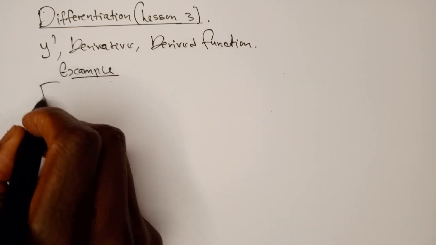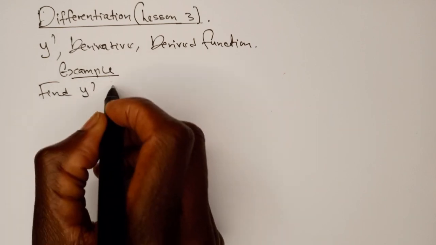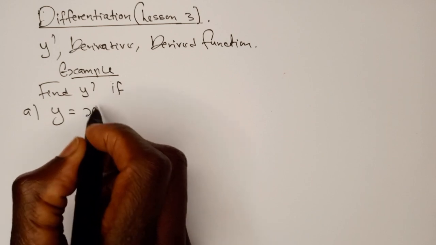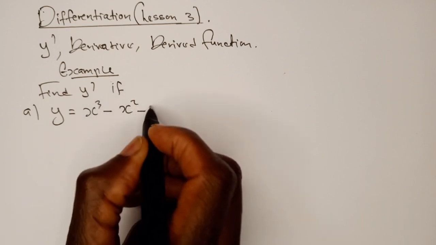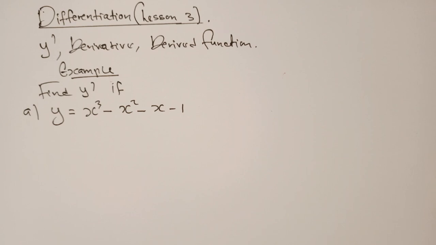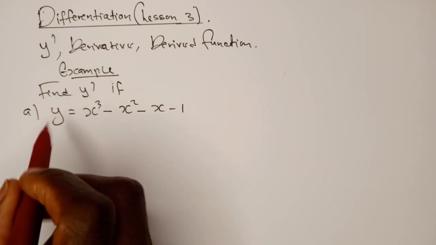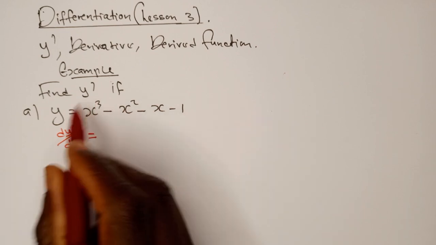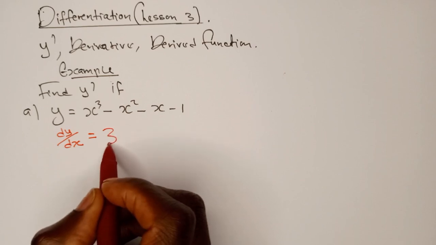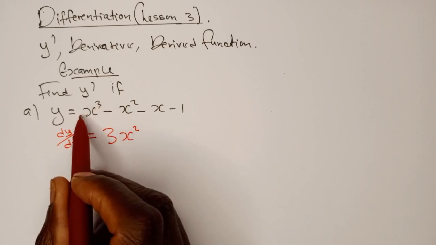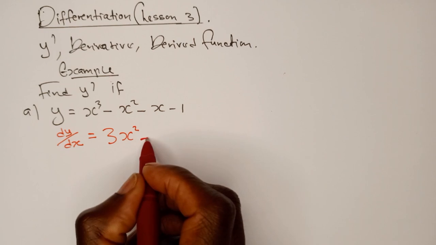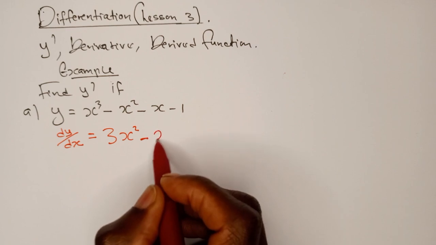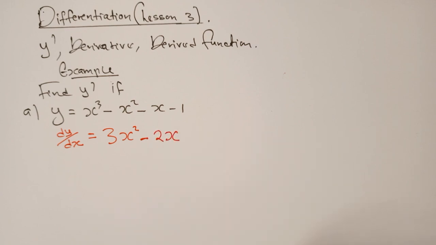if I'm told to find y prime if y is equal to x cubed minus x squared minus x minus 1, you're simply being told to differentiate. So you just say dy dx is equal to, you differentiate: this one will be 3x raised to 2, you drop 3 and minus 1 from that power. Minus this one will be 2 multiplied by 1, it is 2, you minus 1 from that power, you remain with x.